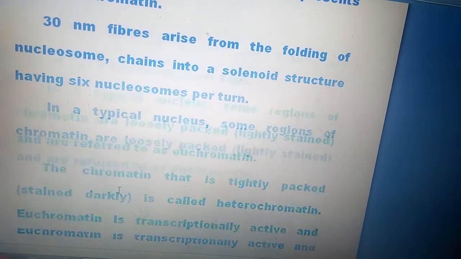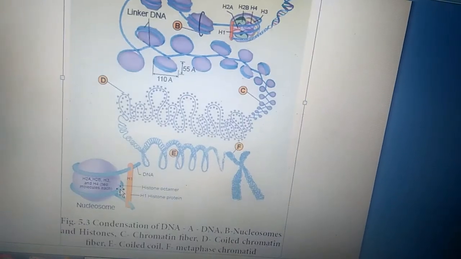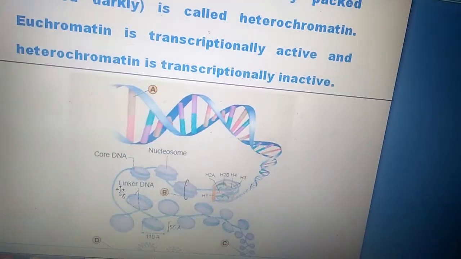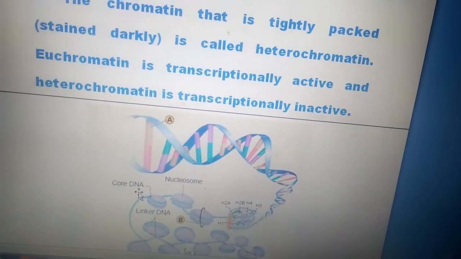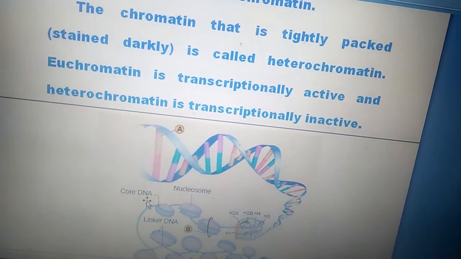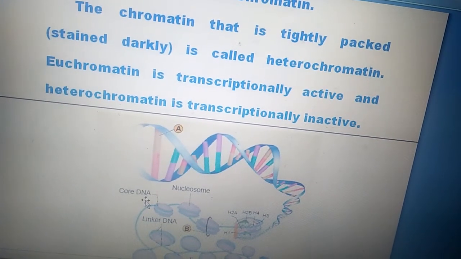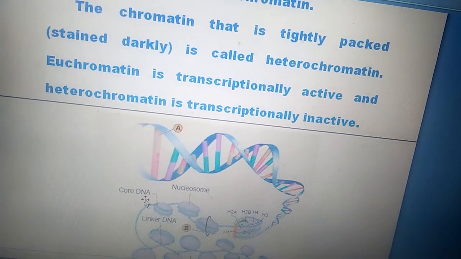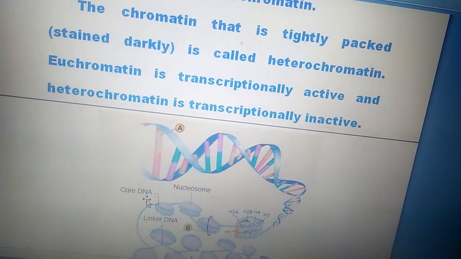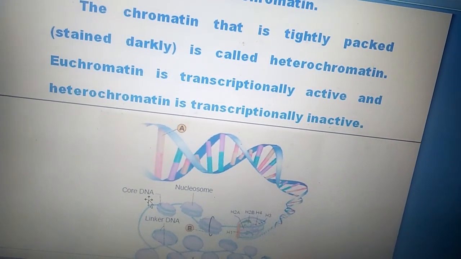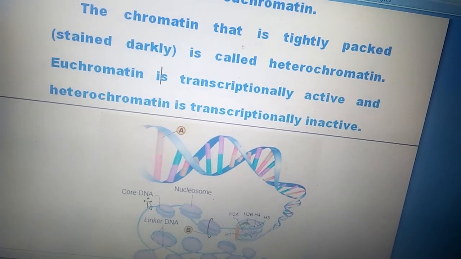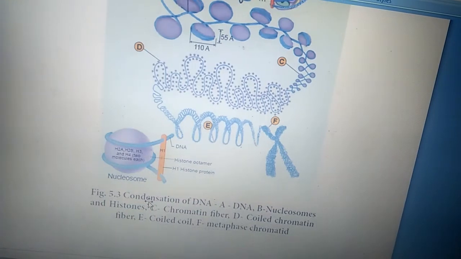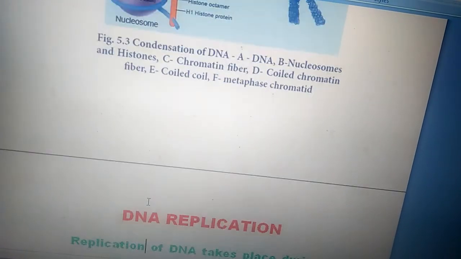In a typical nucleus, some regions of chromatin are loosely packed and are referred to as euchromatin. The chromatin that is tightly packed is called heterochromatin. Euchromatin is transcriptionally active and heterochromatin is transcriptionally inactive. Draw the diagram of packaging of DNA.